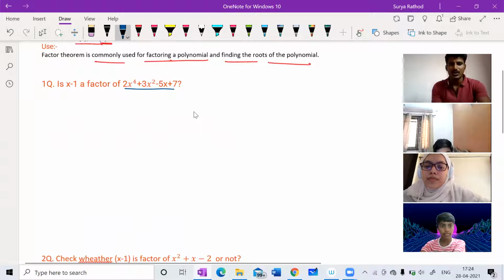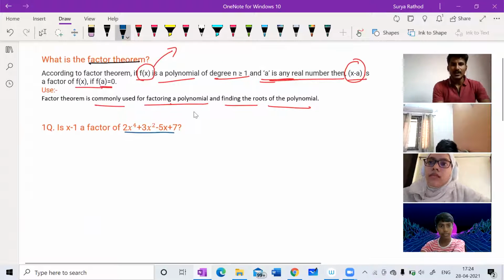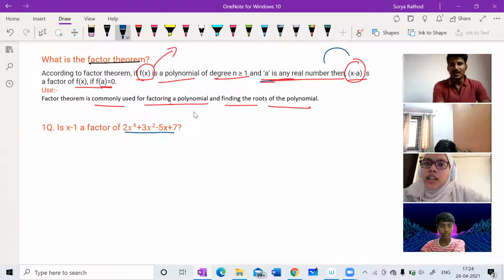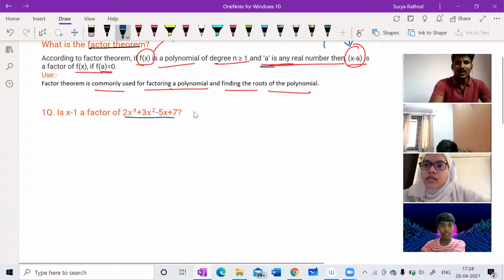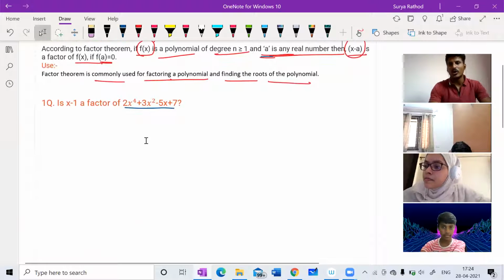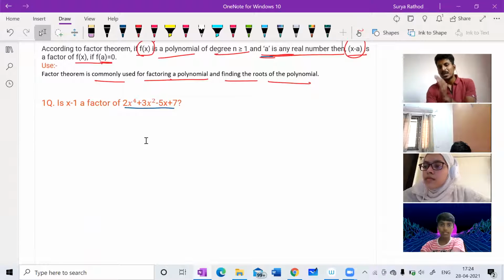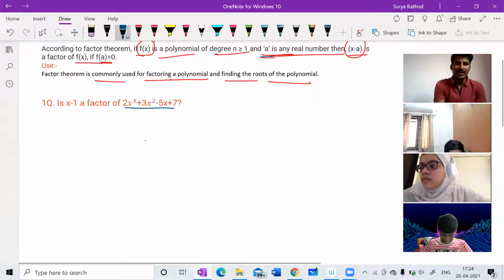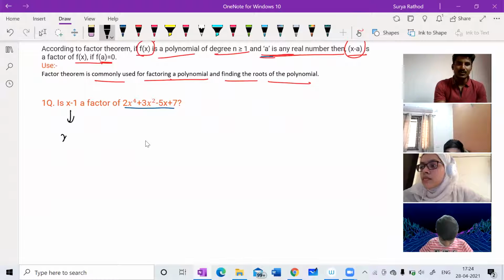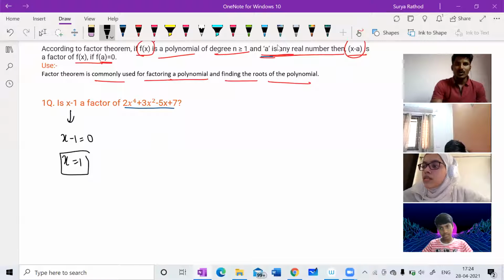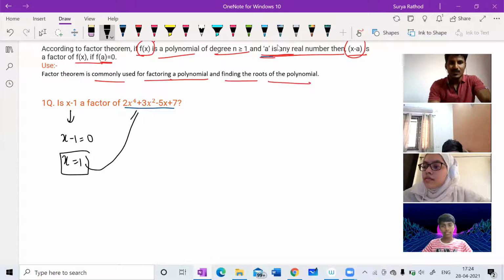So what are you supposed to do, children? See what I told in the definition: if a is any real number, then x minus a is a factor of that polynomial. Here x minus 1 is given, so I am supposed to equate this with 0. So what will I get? x is equal to 1. Now I am supposed to substitute this x value in the given polynomial.